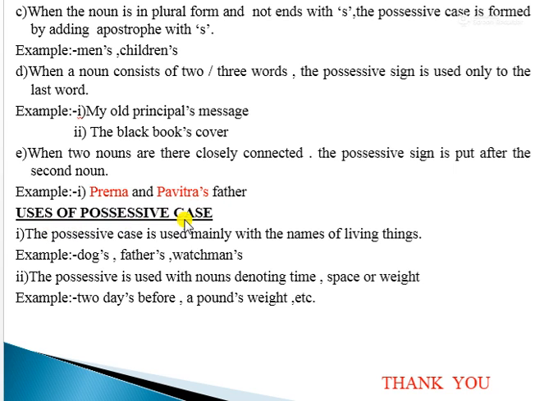Uses of possessive case. Number 1, the possessive case is used mainly with the names of living things. Students, we use the possessive case or the apostrophe with living things. For example, dog's, father's, watchman's. Second, the possessive is used with nouns denoting time, space or weight. For example, 2 days' before, a pound's weight, etc.